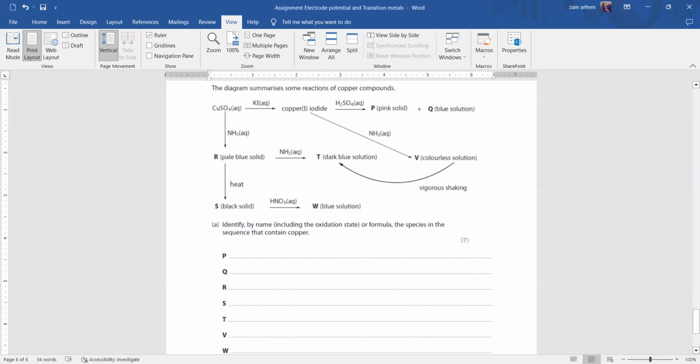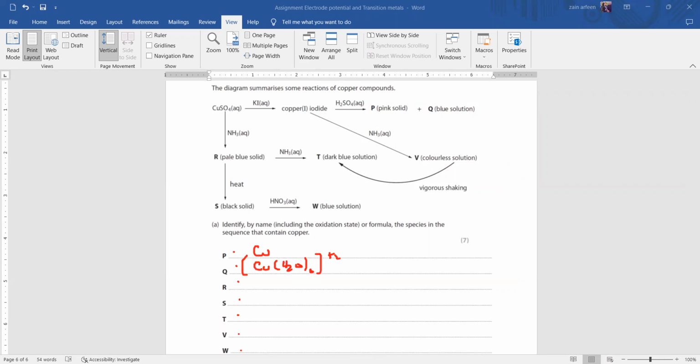So as you can see, we have P, Q, R, S, T, V, and W. So what is actually P? P is the copper. What about Q? Q is basically a copper(II) solution. The solution contains the copper(II) ion, so [Cu(H2O)6]2+.